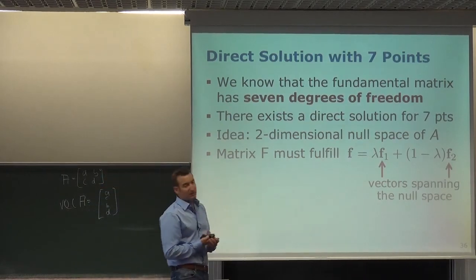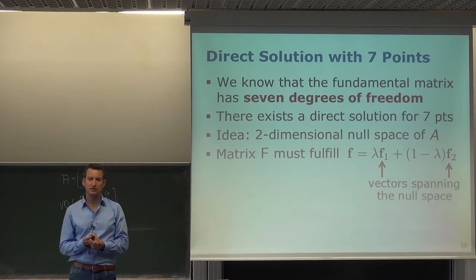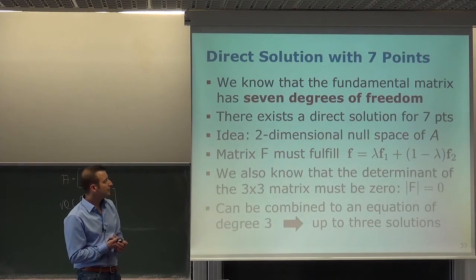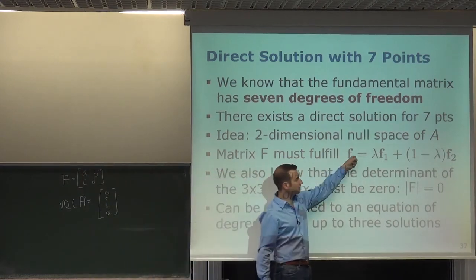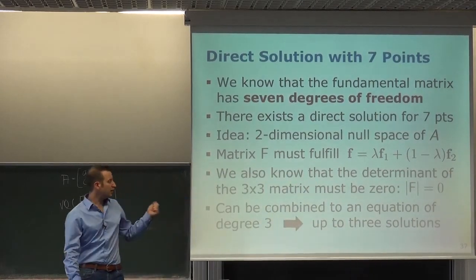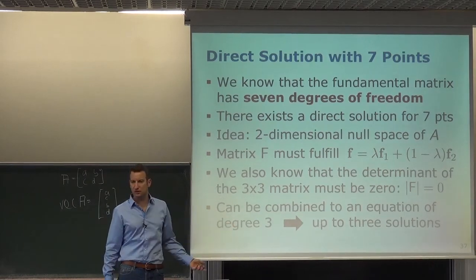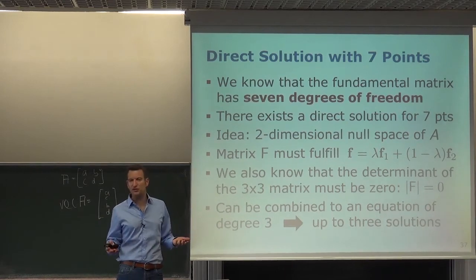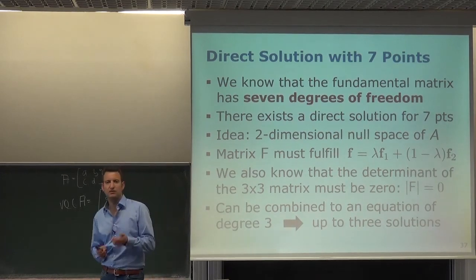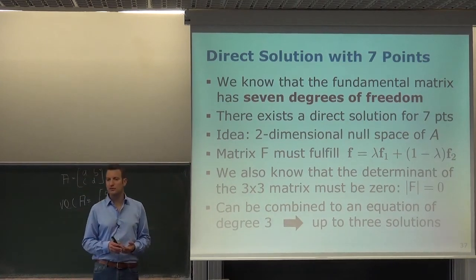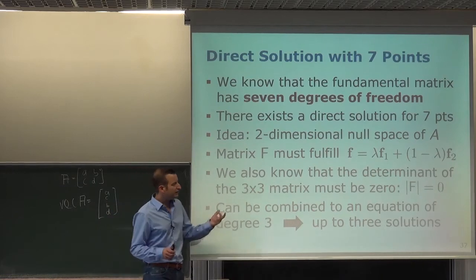The next thing I know about my fundamental matrix is that its determinant is 0. So the determinant of my fundamental matrix must be 0. If I combine these 2 constraints, exploiting that F is a 3x3 matrix, this leads to an equation of degree 3, which I need to solve. Then I get up to 3 solutions, and these are 3 possible solutions for the fundamental matrix. So if I have only 7 corresponding points, I can come up with up to 3 solutions for my fundamental matrix, exploiting the constraint.